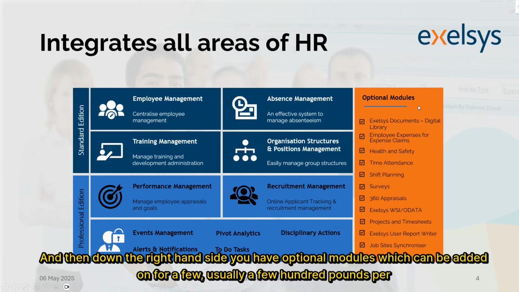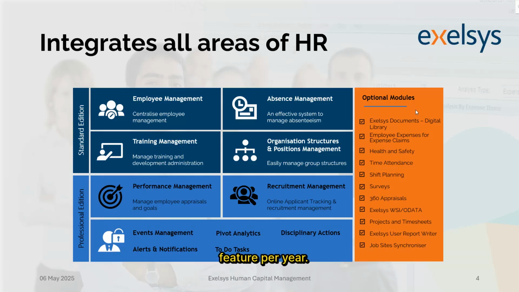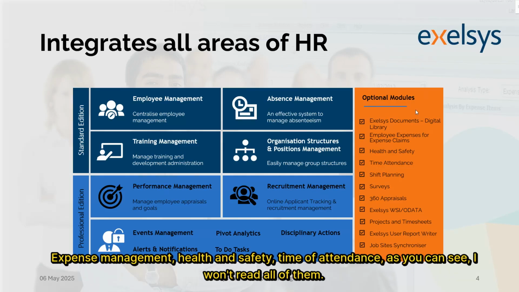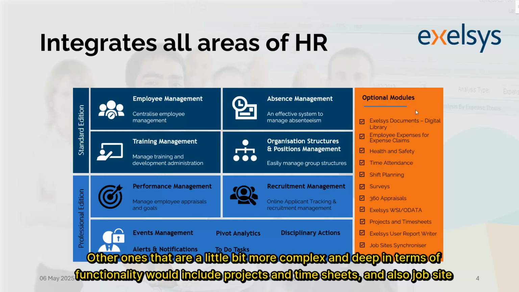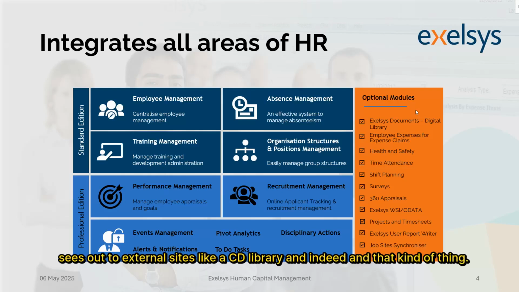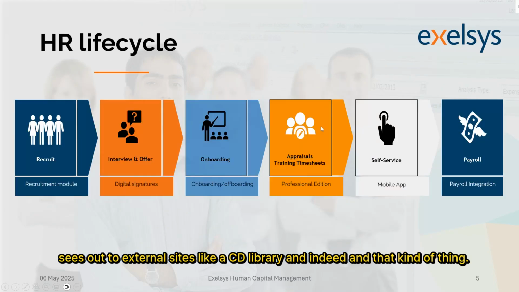And then down the right-hand side, you have optional modules which can be added on for usually a few £100 per feature per year. So things like documentation library. If people don't want to use SharePoint or similar, they can use Exelsys and have documents embedded within the platform. Expense management, health and safety, time and attendance, as you can see. I won't read all of them. Other ones that are a little bit more complex and deep in terms of functionality would include projects and timesheets, and also job site synchronizer. So where you have the online recruitment flow, you can also push those jobs out, those vacancies out to external sites like CV Library and Indeed and that kind of thing.